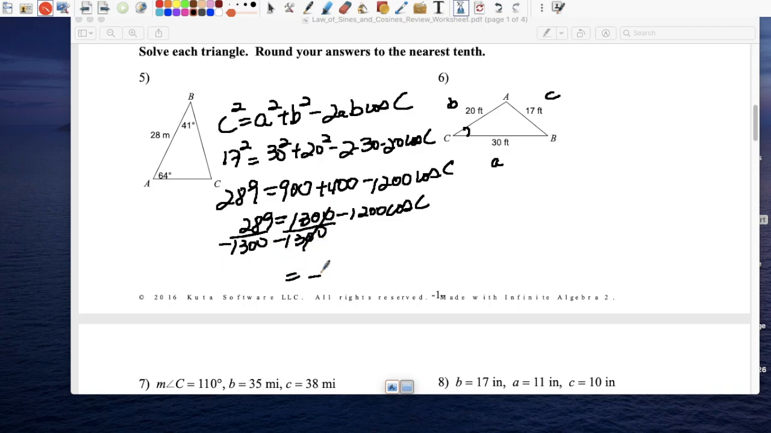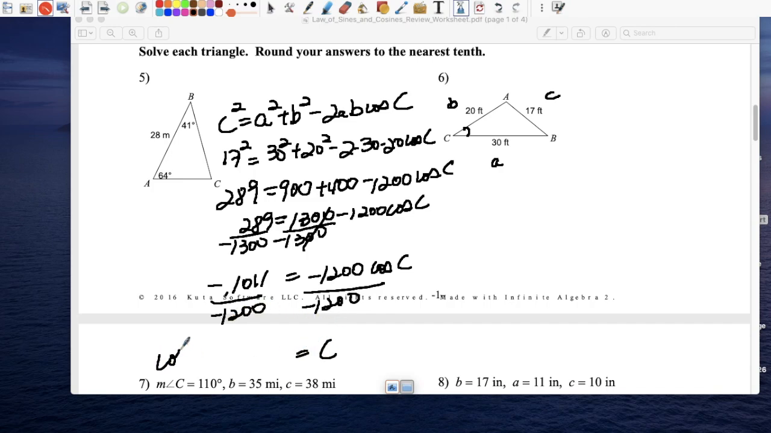This goes away. I'm left with 1200 cosine of C. 289 minus 1300 equals negative 1011. Divide that by 1200. It's going to be positive. So C is going to be the inverse cosine of the positive 1011 over 1200.